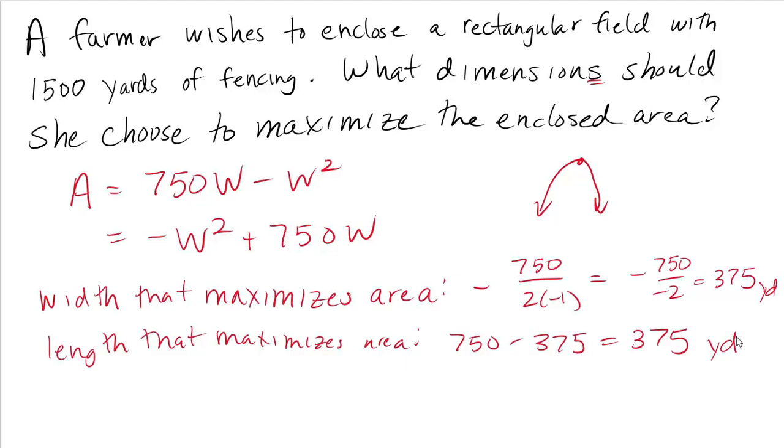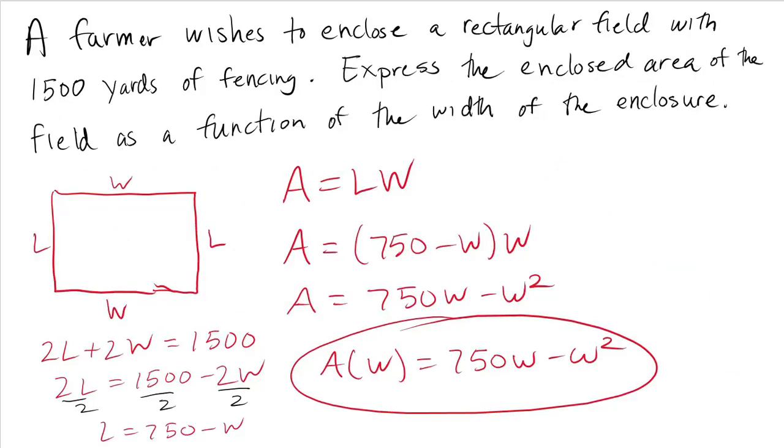The problem did not ask for the actual maximum enclosable area, but if we wanted to find that, we would have two options. We could plug 375 in for w in this function to find the output. You would just plug in the input. Or keeping in mind that area is length times width, we could just multiply 375 by 375 and get the area that way. Let's do another example where we already have the function.